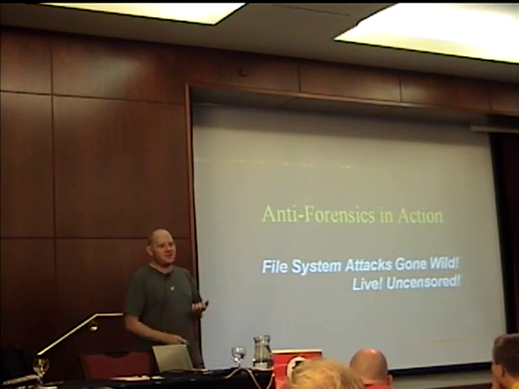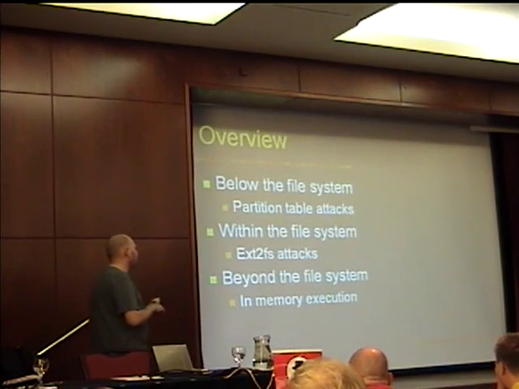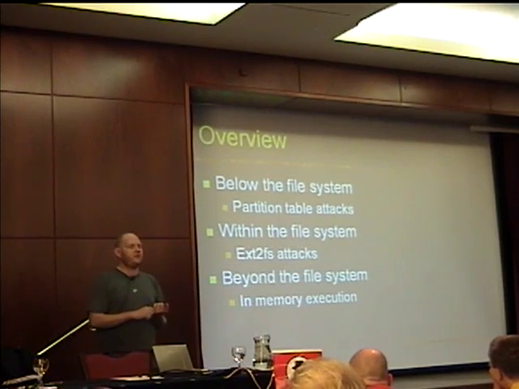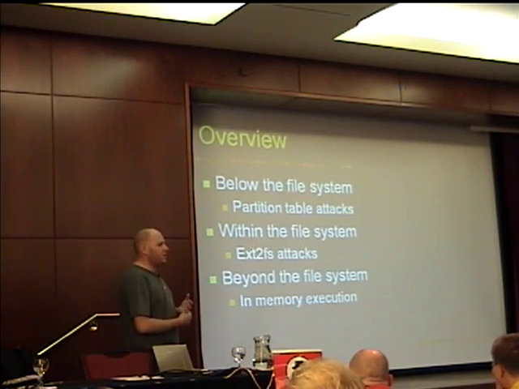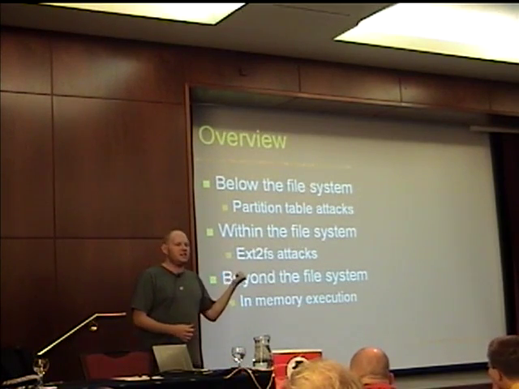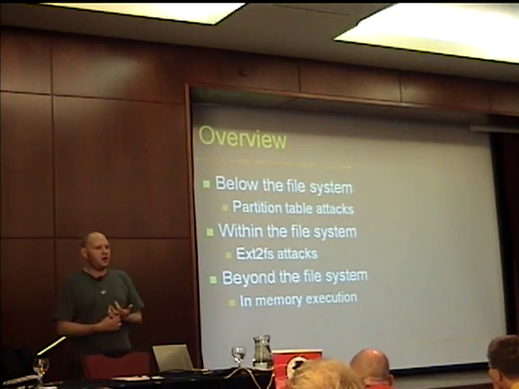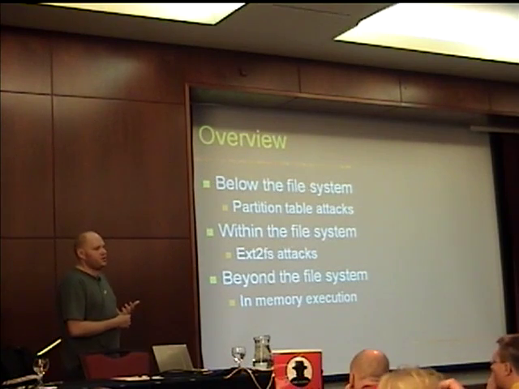So file system attacks gone wild, live and uncensored. So this is anti-forensics in action. We're going to be looking at three basic areas. We're going to look at below the file system, so this is partition table attacks, what we can do before we even get to file system attacks. We're going to look at attacks within the file system. We're going to be looking specifically at ext2, but we can use similar attacks on every single file system out there.